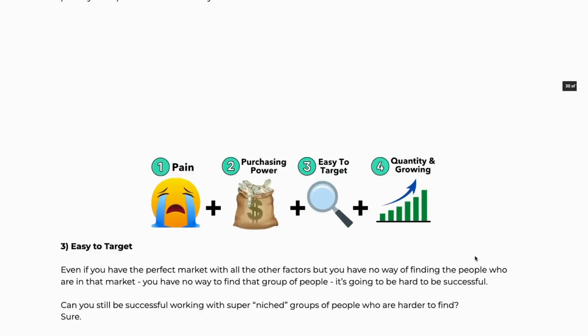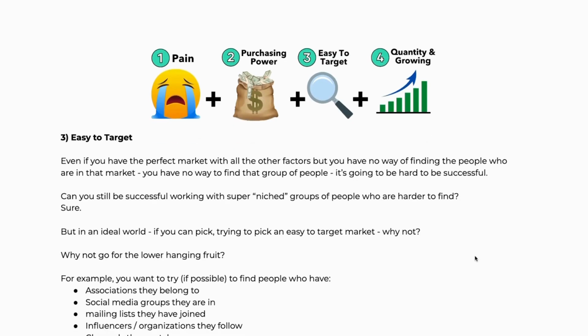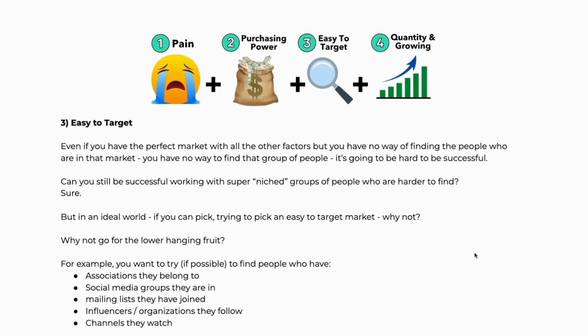The third ideal indicator is being easy to target. Okay, so even if you do have a perfect market that has the pain, they have the purchasing power, they are growing, here's the thing: if you have no way to actually find that group of people, then it's going to be very hard to actually be successful with this.